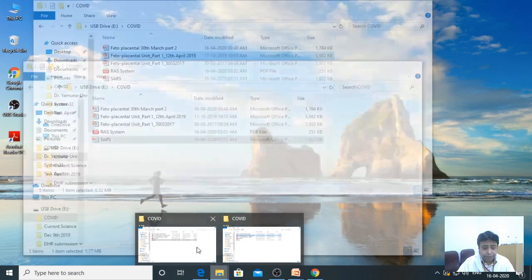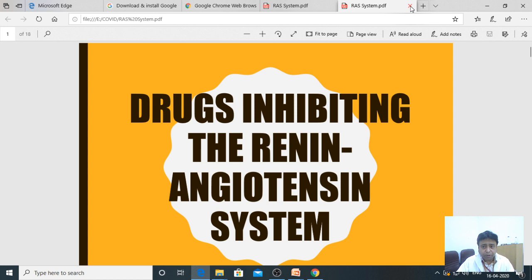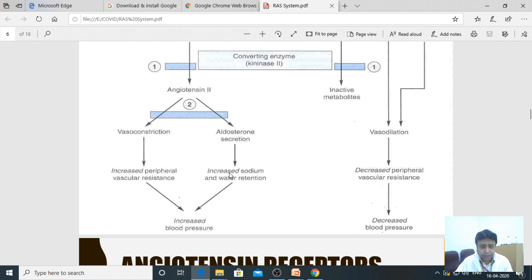I'm going to bring up this system again and talk about this. Okay, so this is what I was talking about, the angiotensin renin pathways.